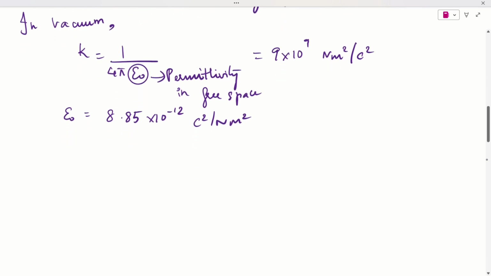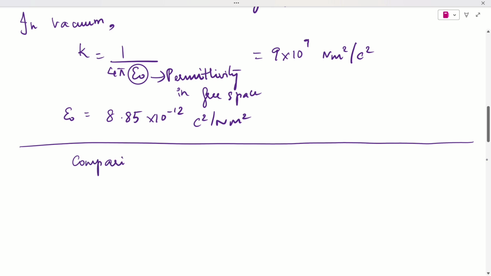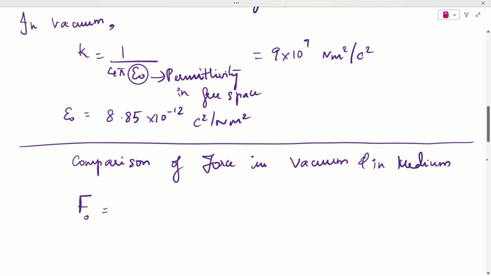Now, let us understand how the force will be different when we keep the charges in vacuum and in a medium by comparing the values. Comparison of force in vacuum and in medium. The force in vacuum is going to be 1 by 4 pi epsilon naught times q1 q2 by r square.